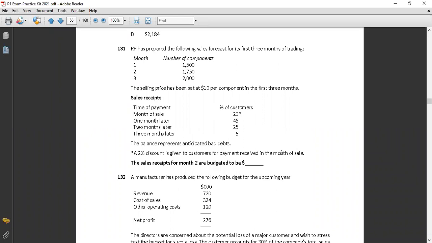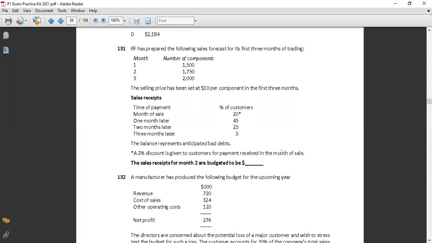Question number 131 is again 131. RF has prepared the following sales forecast for its first 3 months of trading. Month 1, 2, 3, number of components are given. The selling price has been set at $10 per component in the first 3 months. Sales receipts are given. Month of sale 20%, plus a discount of 2%. Then 1 month later, 2 months later, 3 months later, the balance represents anticipated bad debts, which is 2%.